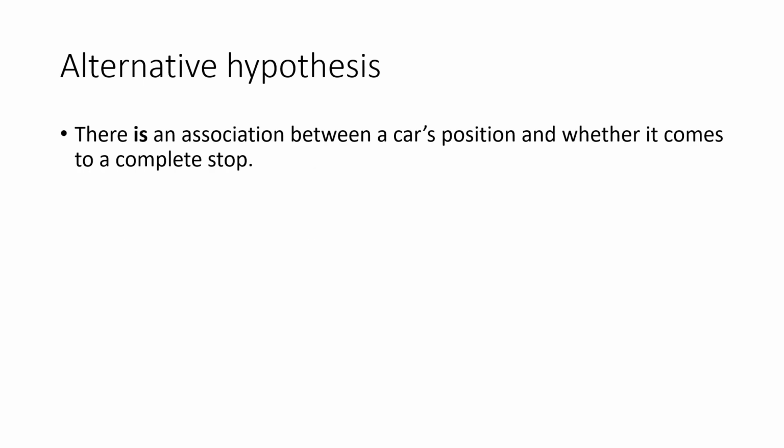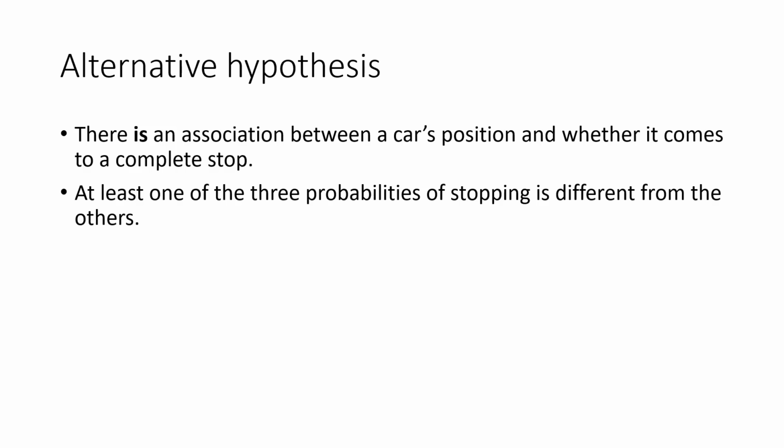The alternative hypothesis is that there is an association between a car's position and whether it comes to a complete stop, or that at least one of the three probabilities of stopping is different from the others. Notice that the alternative hypothesis is not that all three of the probabilities of stopping are different from each other, just that they're not all equal to each other.